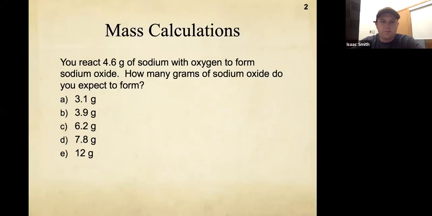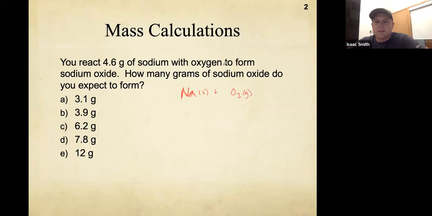All right, let's go ahead and practice this concept that we learned from last lecture. The question says you react 4.6 grams of sodium with oxygen to form sodium oxide. So our first step is going to be to write out the chemical equation. So we're reacting sodium metal, so it's a solid, with oxygen, which is a gas.